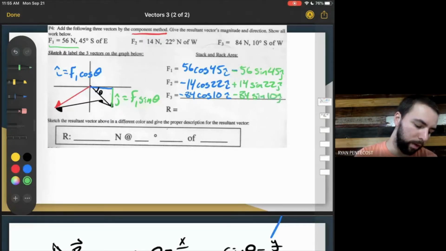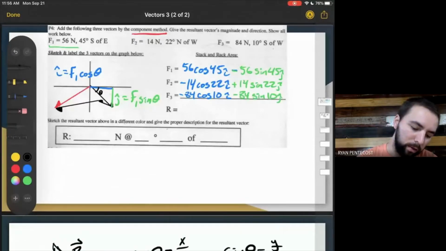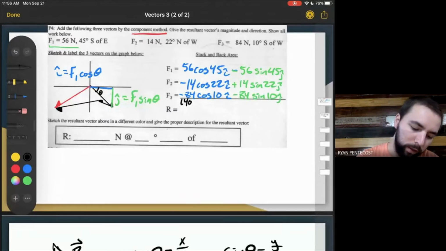Now, if we put that all in the calculator real quick, I'm rounding just to an integer. I'm not using any decimal points. So 56 cosine 45, that is 40. 14 cosine 22 is about 13. And then 84 cosine 10 is about 83. That's in the i direction.